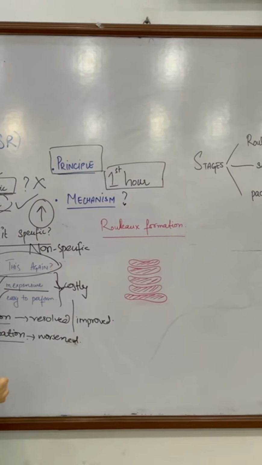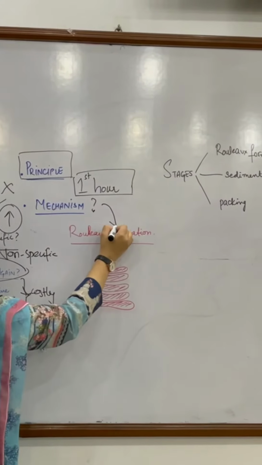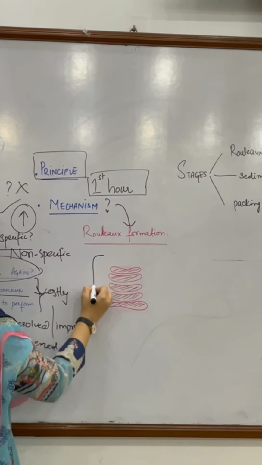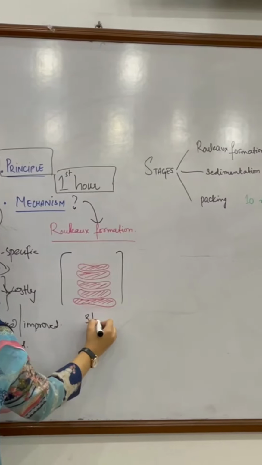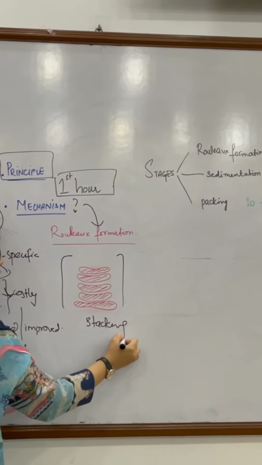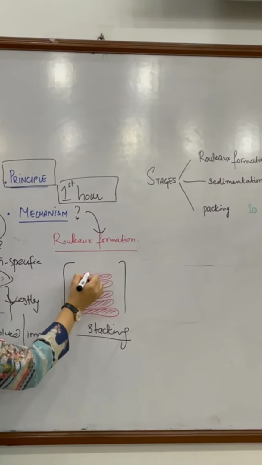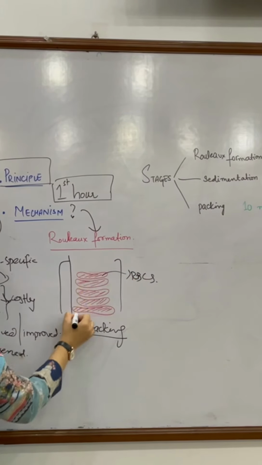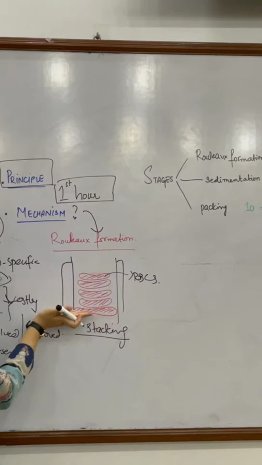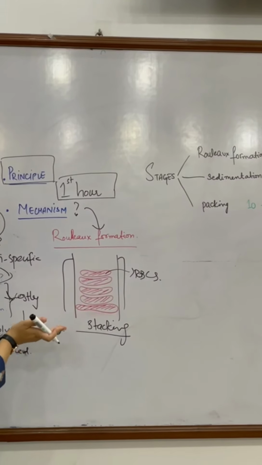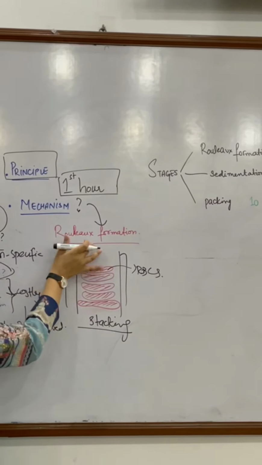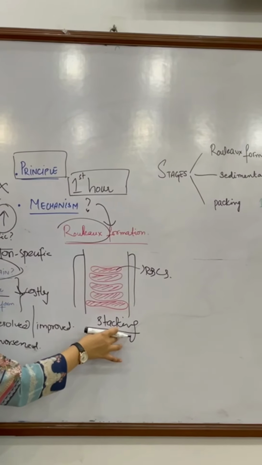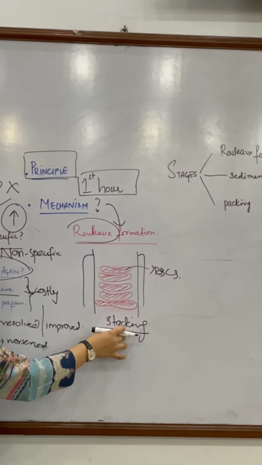Why do RBCs settle down? It is due to rouleau formation. Now, what is rouleau formation? Rouleau formation is simply the stacking up of RBCs in a vertical manner. Here you can see these are RBCs. When they are allowed to stand in a tube, they pile up on each other just like a stack of coins. That's why it is named rouleau. So this is rouleau formation, and it is the principle behind our whole practical.